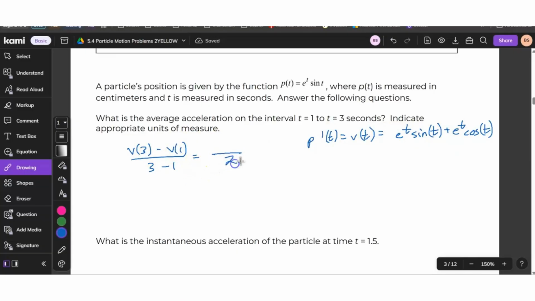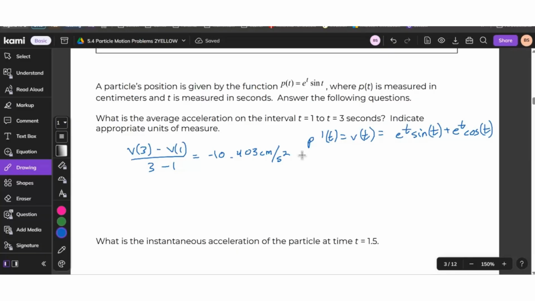And it's going to be over 2. Actually, let's just do the whole thing, which again I did earlier for us. Negative 10.403 centimeters per second squared. If you don't believe me, you can put it in your calculator later.